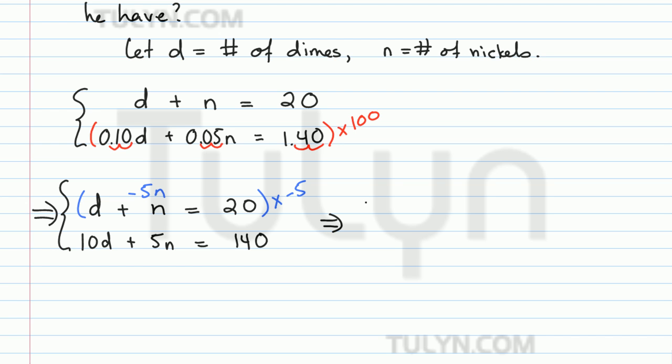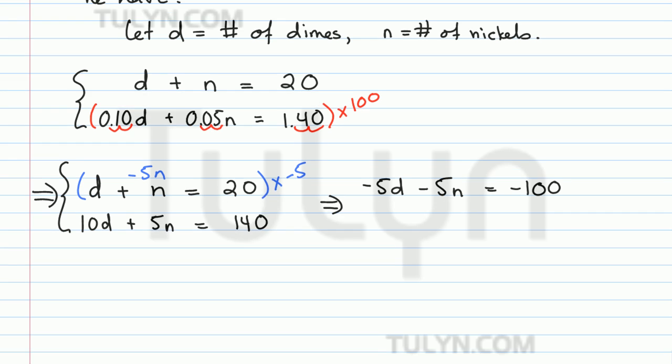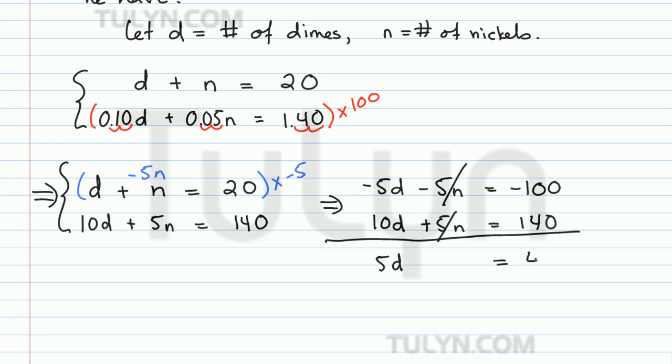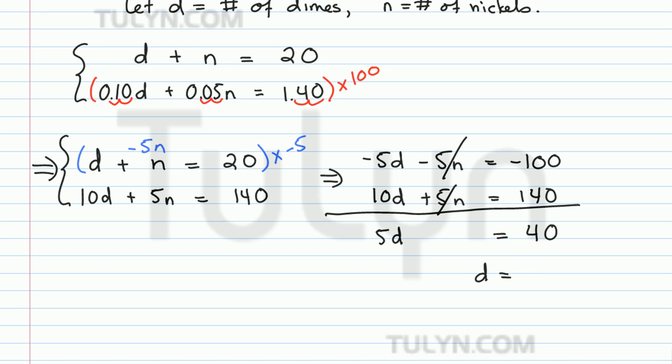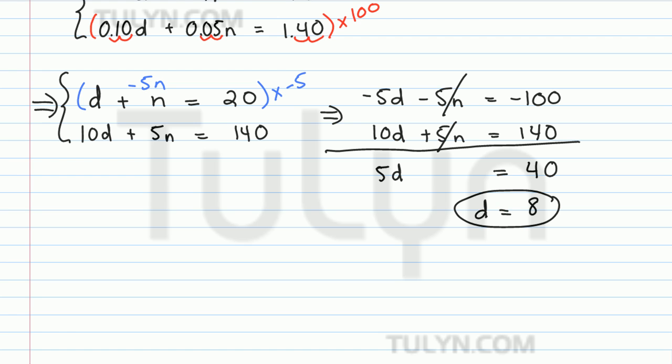Let's multiply the top equation by -5. So we get -5 times d, -5 times n, and then -5 times 20, which is -100. And then we'll just rewrite the second equation like normal. Great. So now when we add them together, we are left with 5d, the n's cancel out, is equal to 40. So d is equal to 40 over 5, which simplifies down to 8. So d is equal to 8.